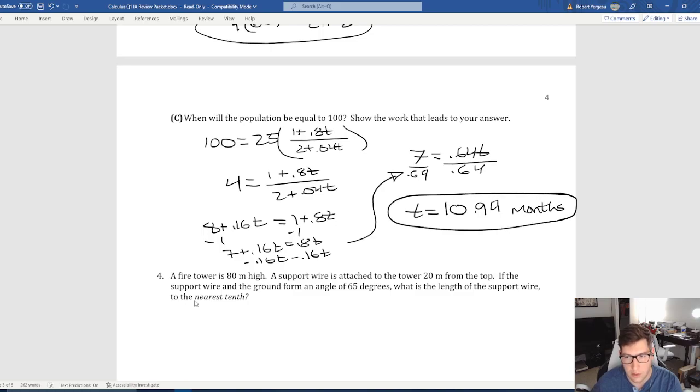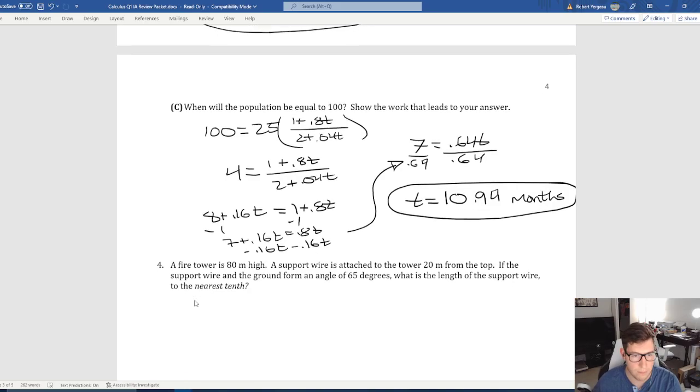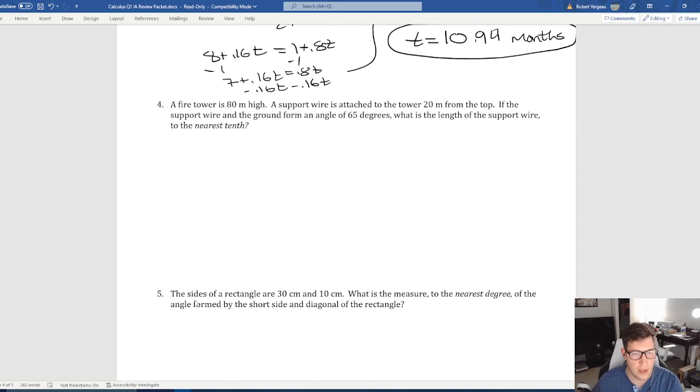That's when the population is going to be at 100. All right. Switching gears ever so slightly one more time, we have some trig questions. So we see that this fire tower is 80 meters high, with support wires attached to the tower 20 meters from the top. Now, remember that with trig questions, our setup is crucial.